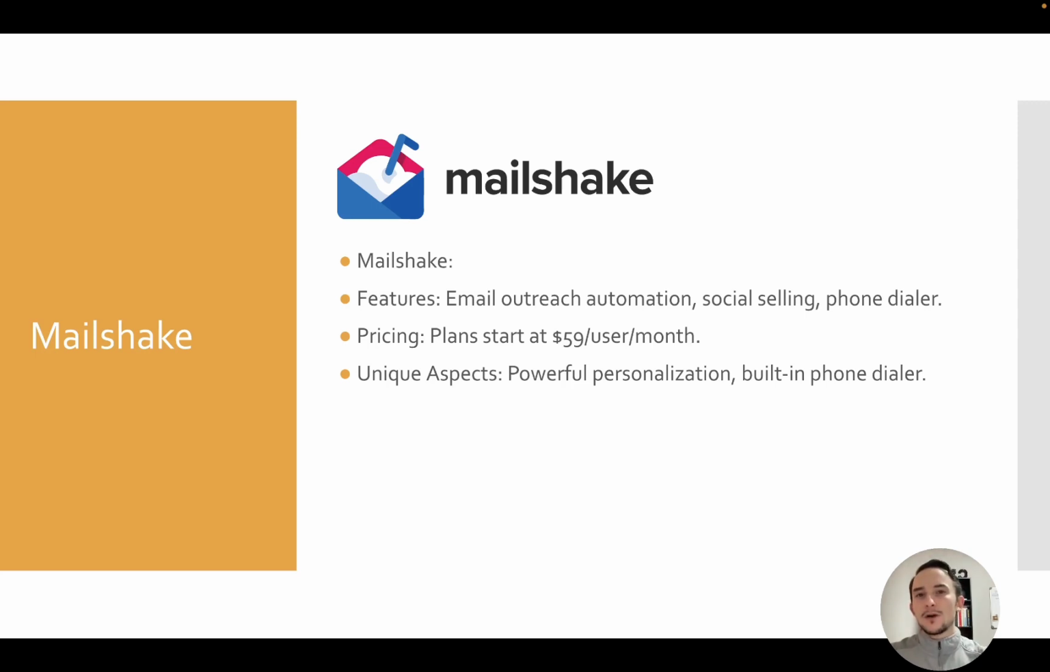Plans start at $59 a month, so a little bit more expensive than Hunter and Apollo, but still very reasonable for what you get. Very good, powerful personalization, which if you're looking to do outreach, personalization is pretty much 100% needed, I would say, in a lot of cases, unless you're going for that kind of mass approach. So they have a lot of nice tokens and ways to personalize the content and information you send. And then, of course, like I said, the built-in phone dialer. So if you're looking maybe to mix in cold calling or following up with prospects on the phone and things like that, this is going to be a really good option for you.